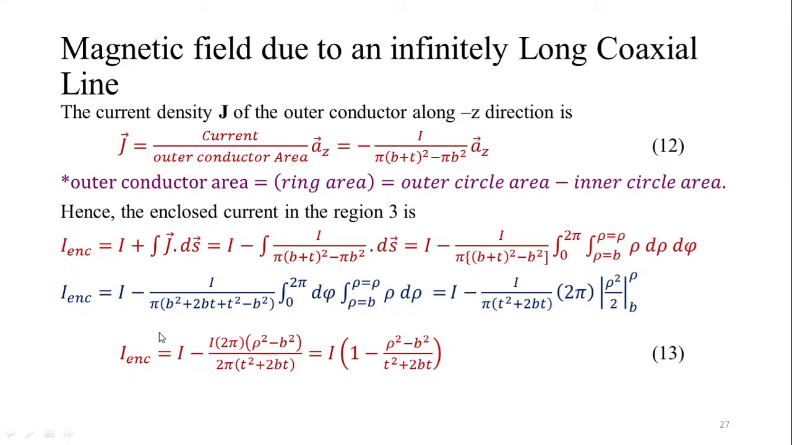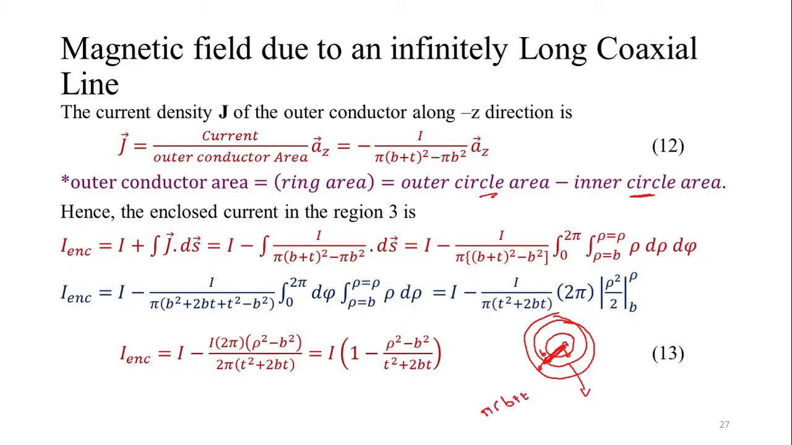So for the outer conductor area, here we have the inner conductor and the outer conductor. This is a, this is b, and this is t. Here this one forms a ring. The ring area can be calculated as the outer circle area minus the inner circle area. So the inner circle is pi b square, and the outer one is b plus t.